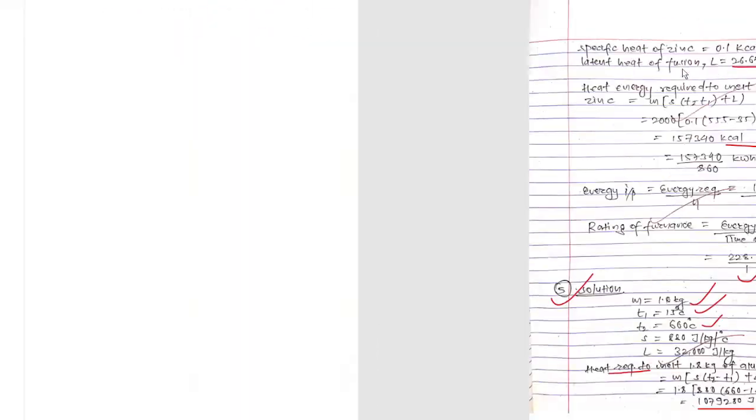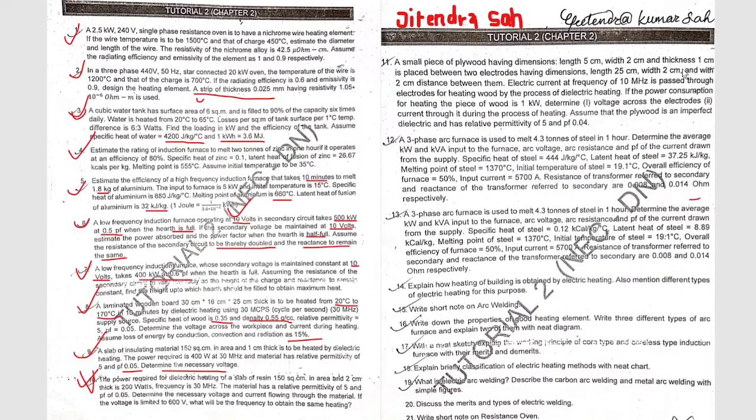Now here we have question number 11. A small piece of plywood having a length of 5 cm, width 2 cm and thickness 1 cm is placed between two electrodes having length 25 cm, width 2 cm, and a distance between them. Electric current at a frequency of 10 MHz is passed through the electrodes for heating the wood by the process of dielectric heating, and the power consumption for heating the piece of wood is 1 kW. Determine the voltage drop across the electrodes and the current through it during the process of heating, and assume that the plywood is an imperfect dielectric and has a relative permittivity of 5 and the power factor is given as 0.04.